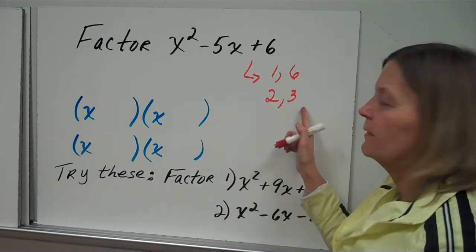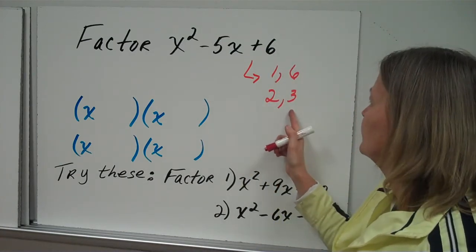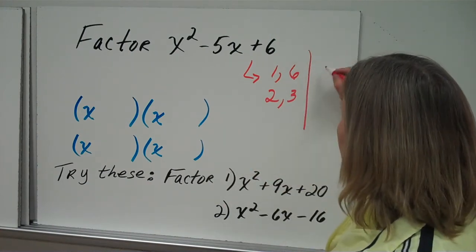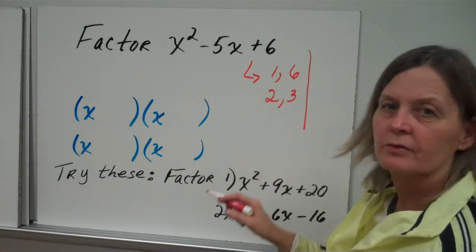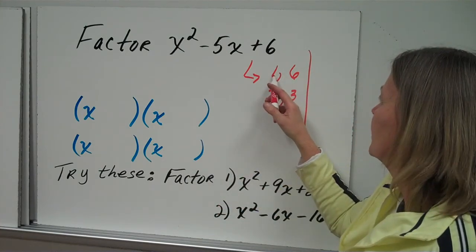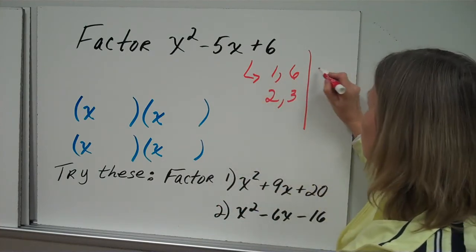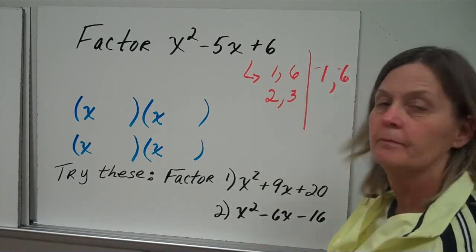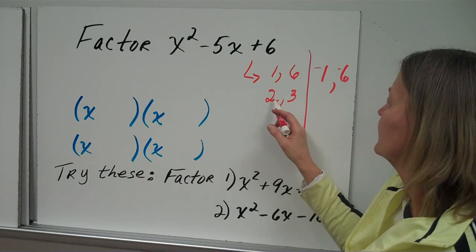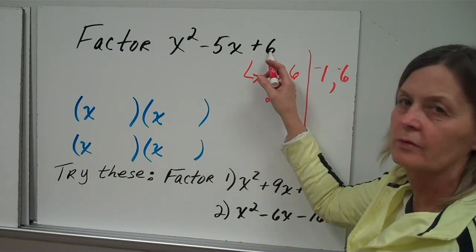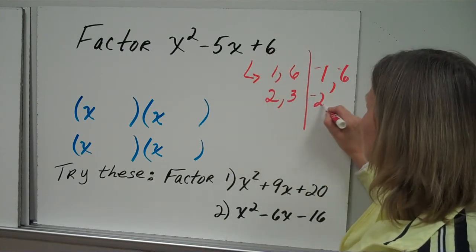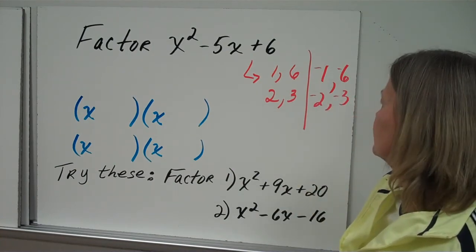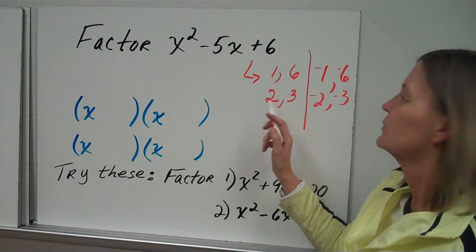But 2 and 3, they also have a relationship if we add these two. So now we have to look at something else. It's a positive 6. Well, it could be positive 1 times a positive 6, but it could also be a negative 1 and a negative 6 as the pair. Let's look at this pair, 2 and 3. 2 times 3 is 6, but also negative 2 times negative 3 is a positive 6. Now we can look at this.